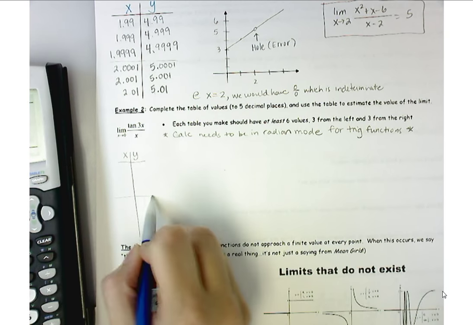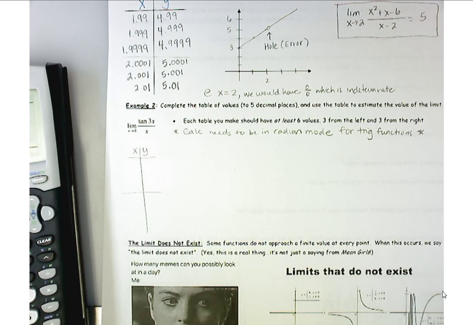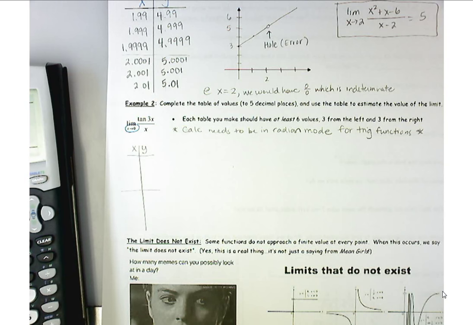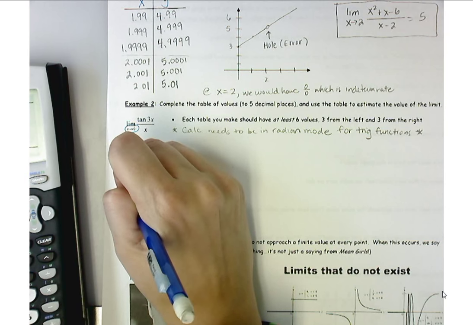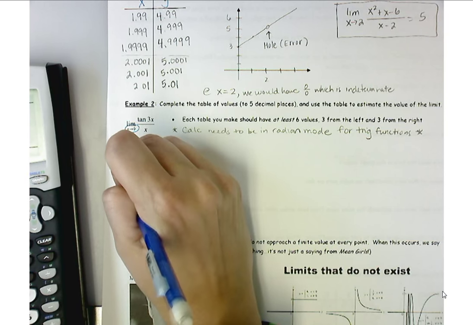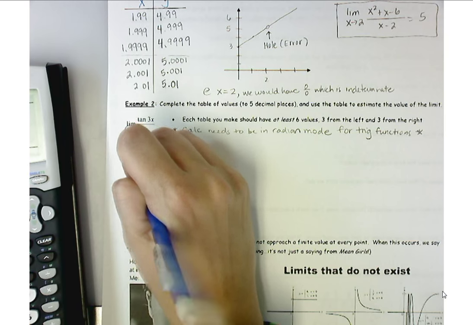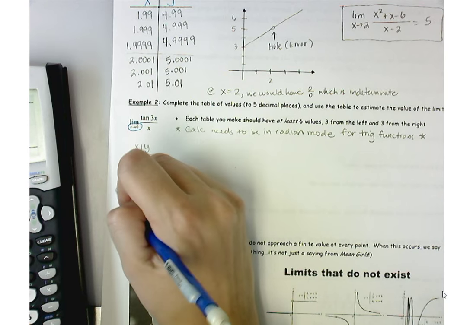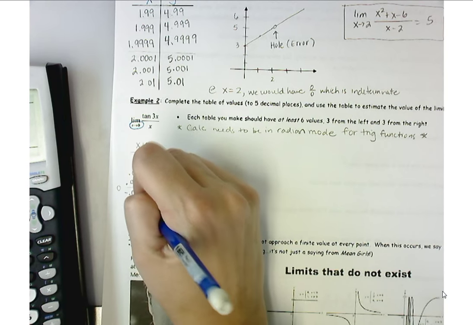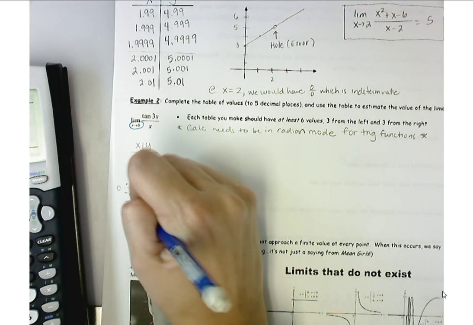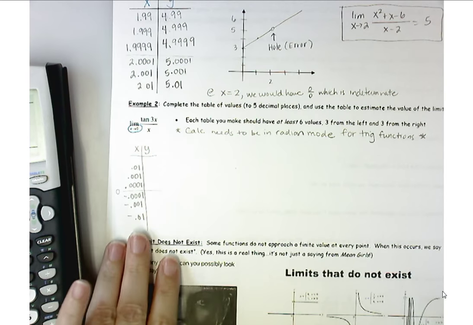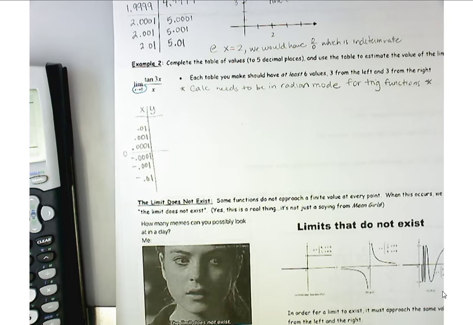Alright, now this one, the value that x is approaching is 0. Okay, so you want numbers to the left and to the right of 0. So I could use 0.0001, 0.001, 0.01. And then on the other side of 0 are what kind of numbers? Negatives. Right? And then these are just some examples of different values that you could use for that.